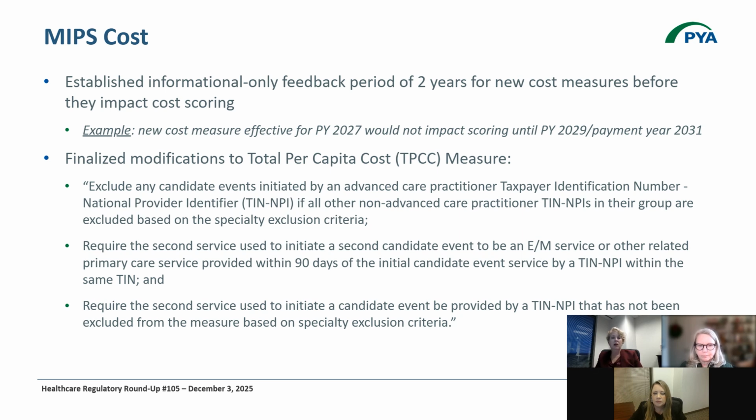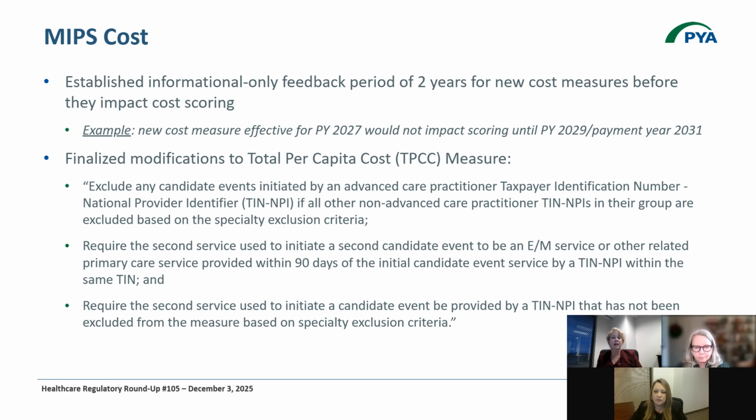When we're looking at cost, they're making some changes in how they are setting the impact or reporting to providers the impact of the cost measures. They established an informational only feedback period of 2 years for any new cost measure before it impacts your cost, which is helpful, because I think cost is probably the least understood component of the MIPS quadrants. So now if they implement a new cost measure, for example, in performance year 2027, it would not impact scoring until performance year 2029, which is payment year 2031.